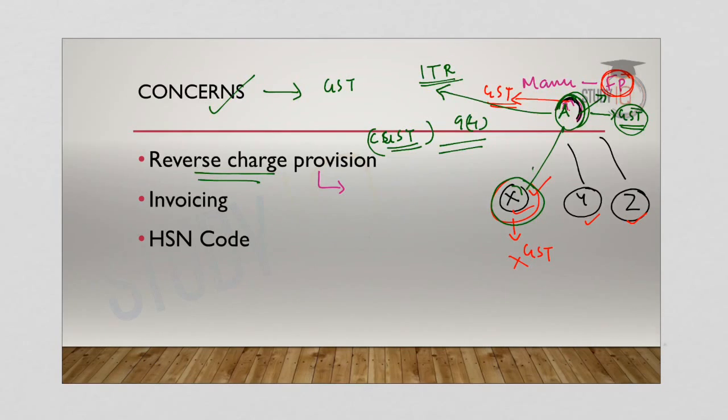So A will purchase only from Y and Z or from any other supplier who is registered under the GST. So with this provision, the small suppliers will be impacted. If they are not registered with GST, what will happen? The larger suppliers or the manufacturers will not purchase the products from them because they cannot claim input tax credit.